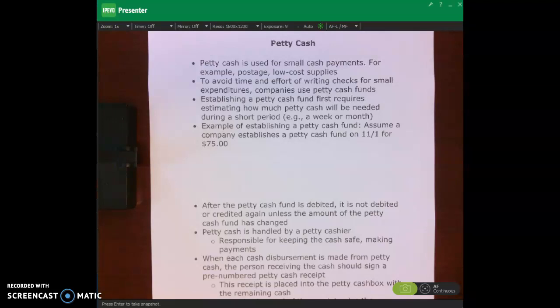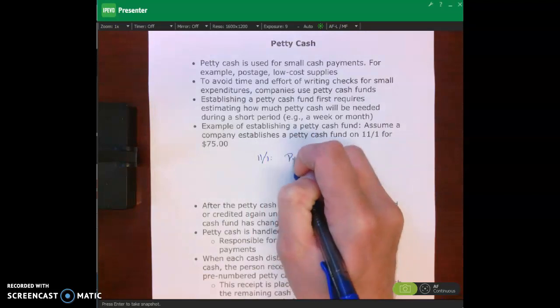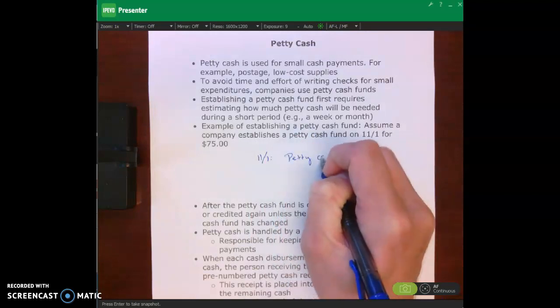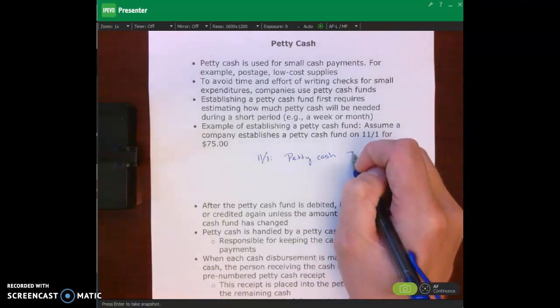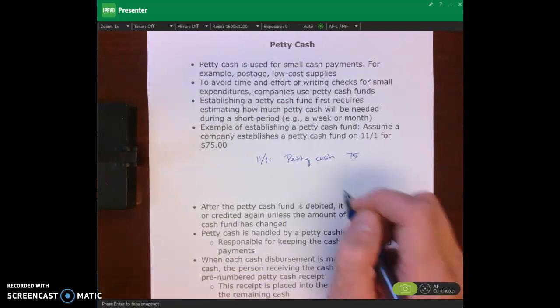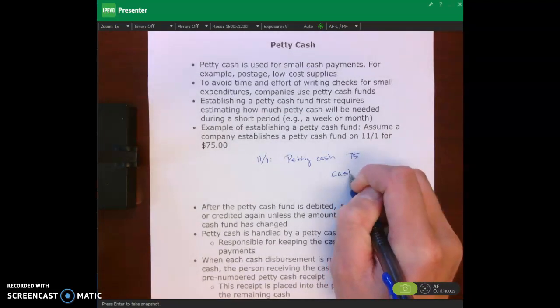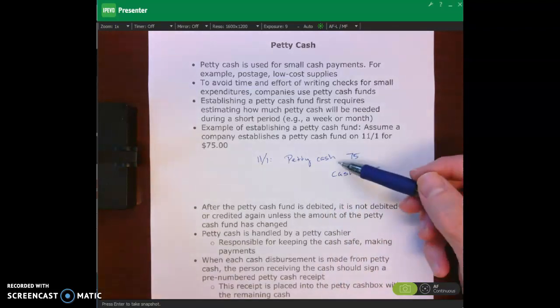So let's assume a company establishes a petty cash fund on November 1st for $75. So what they will do is on 11/1, they're going to debit petty cash, which is just another asset account. All right, so our petty cash is going to go up by $75, and then we credit cash for $75. So we move it out of our cash account to petty cash.